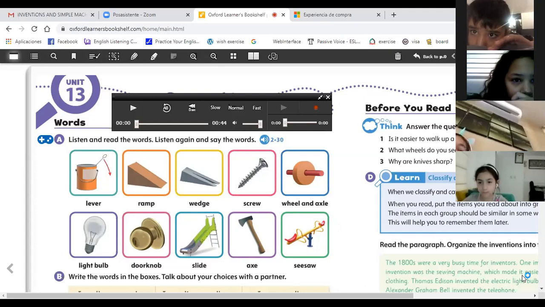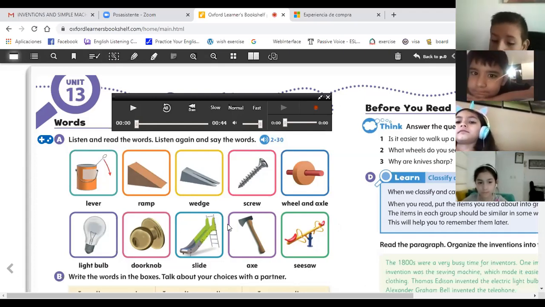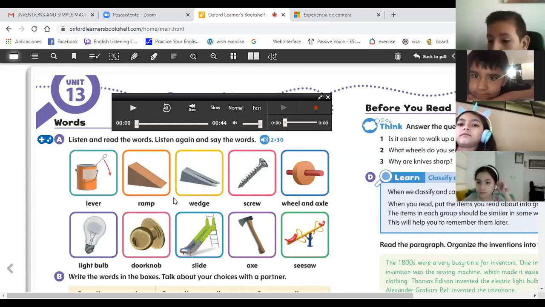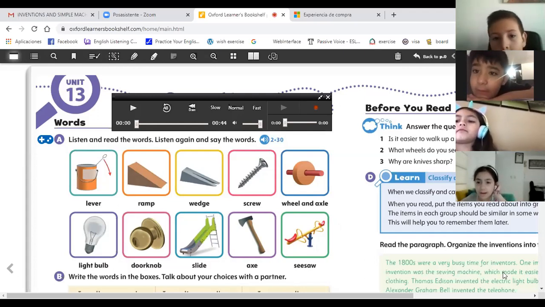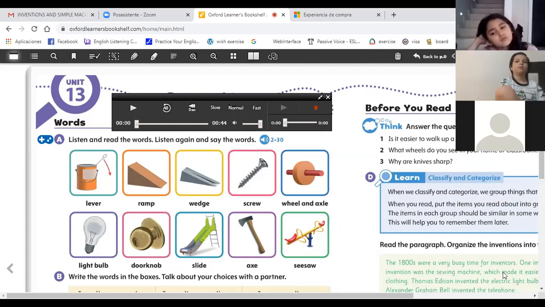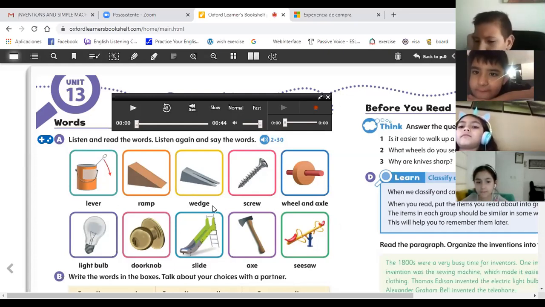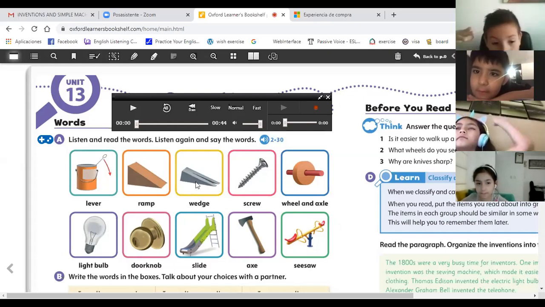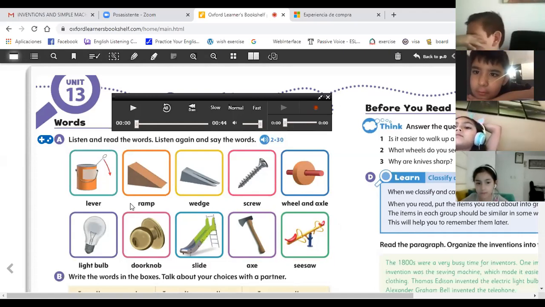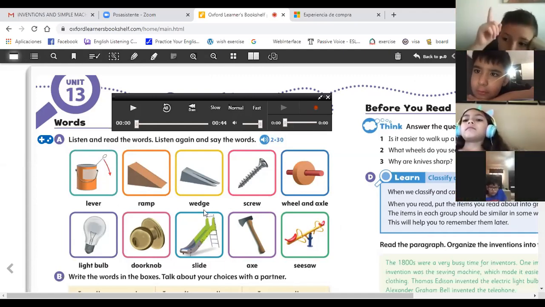Mia, can you hear me? Could you help me with the number 3? Say the word. I can't hear you. Okay. Open your microphone, Mia. We couldn't hear you. Yeah. This one, sweetie. The color gray. We said lever, ramp, and say this word. Wedge. Okay, thank you so much.